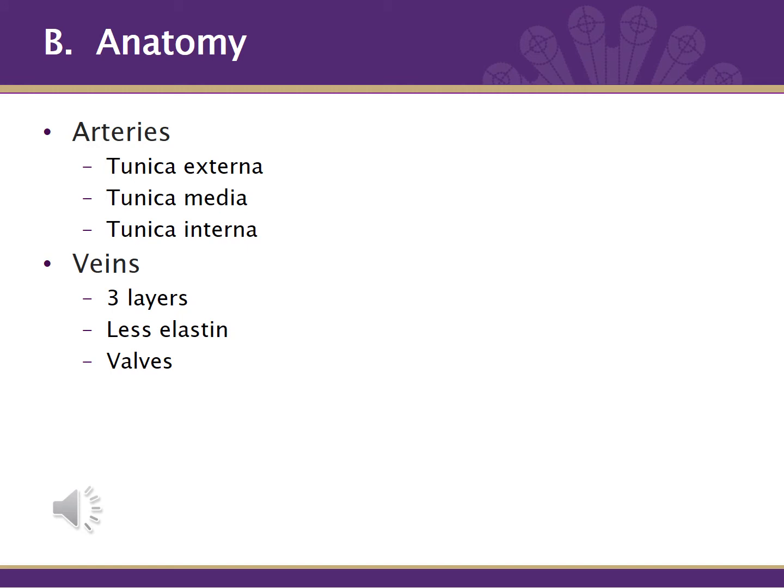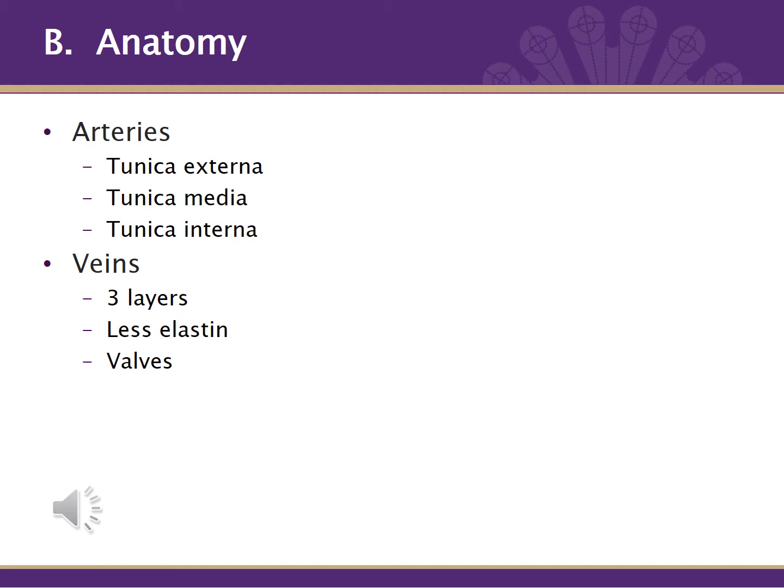The walls of arteries and arterioles contain three primary layers. From outside to inside, the layers are as follows. The tunica externa, or outer layer, is made primarily of collagen. It provides the vessel with some strength and helps to anchor the vessel in place.